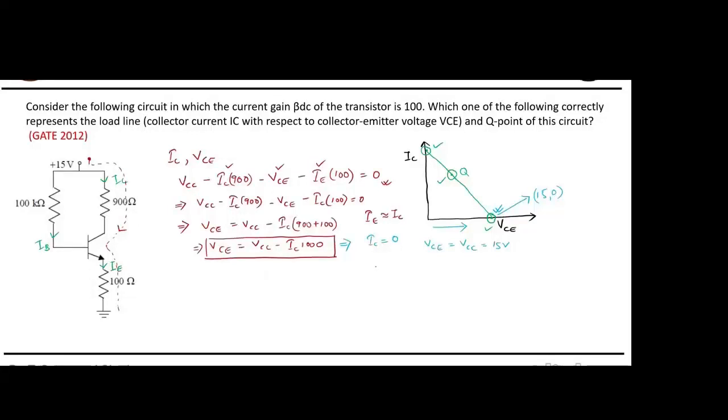Similarly, if I put VCE equals 0, what is IC? IC is 15 divided by 1000, that is 15 milliampere. Yes or no? Yes, sir. That means what is this point? Point is 0, 15 milliampere. Fine.